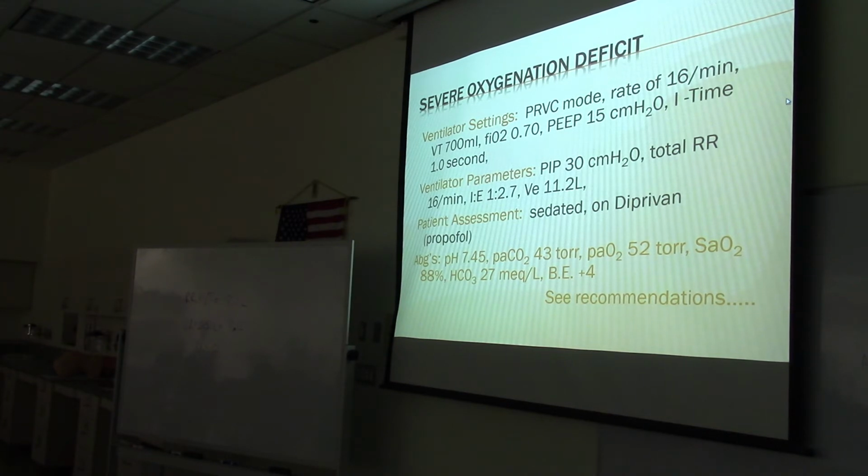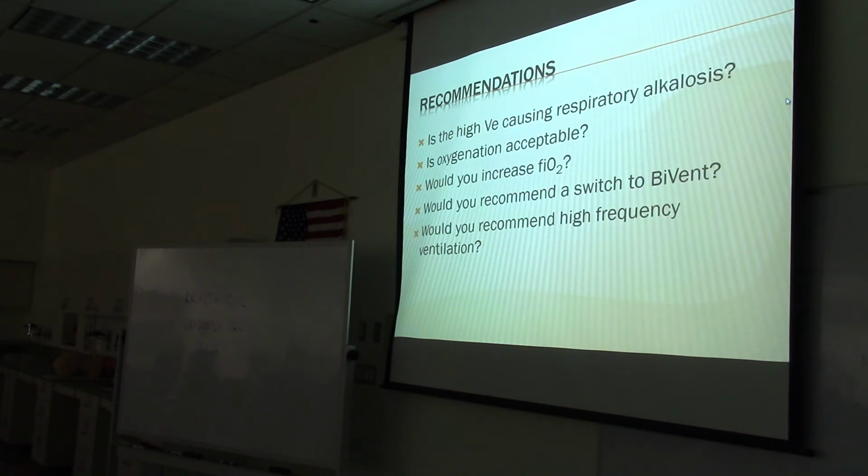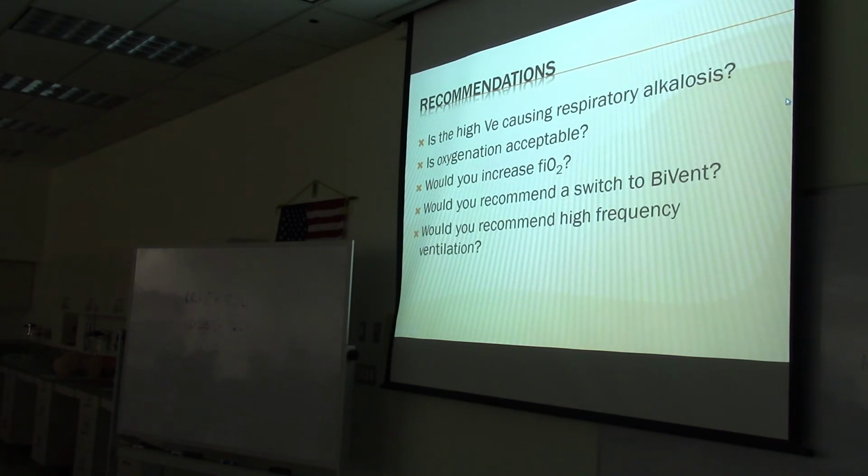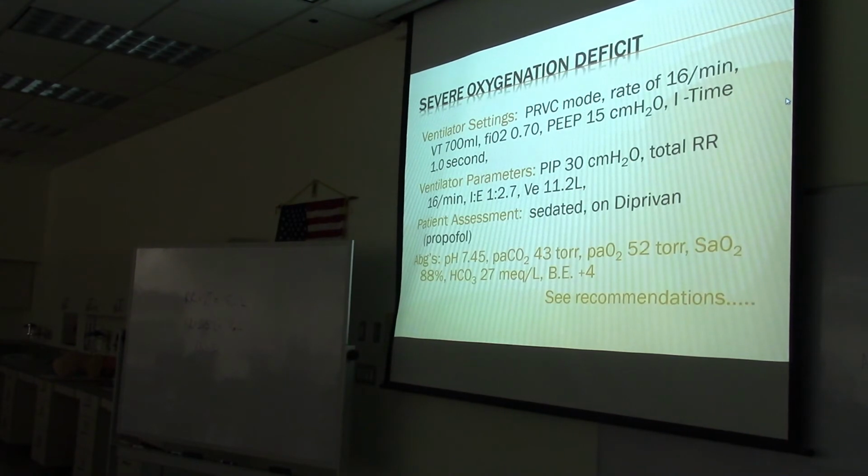And then there is a moderate hypoxemia. What do you think about the 52 PaO2? It's moderate. And what would you like to do about it? It says to see the recommendations. Is the high minute volume causing respiratory alkalosis? No. What is the minute volume? 11.2. Our CO2 is up to 43, so we don't have respiratory alkalosis. Is oxygenation acceptable? I mean, I guess it's acceptable. 60. Yeah, sorry, 60.